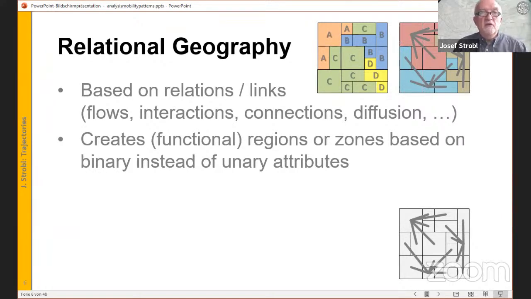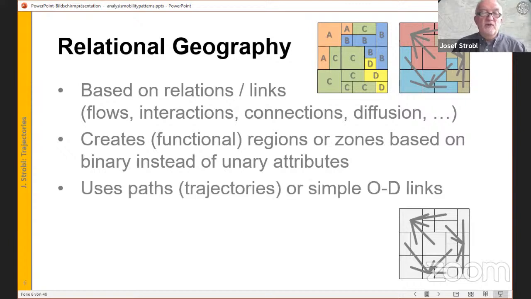This might be an urban region with the commuting patterns we maybe look at. So we work with what we call binary attributes, attributes which describe a link maybe between two cities or between a source and the destination of something, instead of unary attributes which only relate to a single static and stable point or line or polygon.